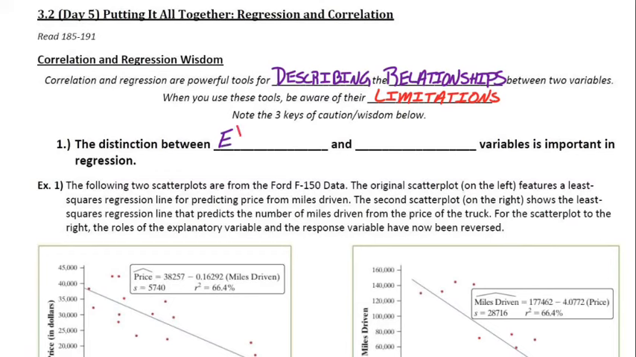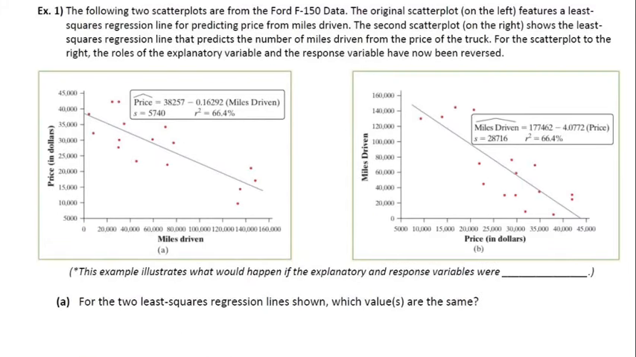So the distinction between explanatory and response, that's the first one, that's a big one. You know, explanatory, like my X there, goes on the X-axis. So let's look at the first example here, and this is one we've done in the past with the trucks. So what's the difference between these two? Well, you should notice the X and Y variables are switched. One of them predicts the price from the miles driven. The other predicts the miles driven based on the price.